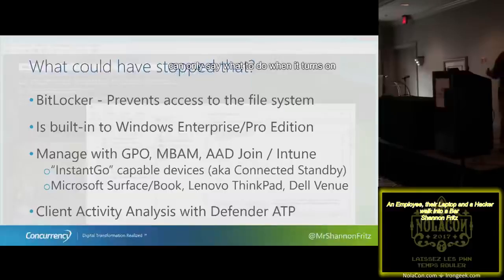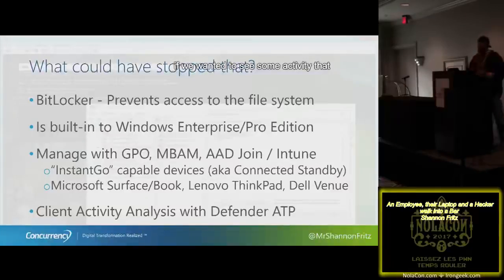If you use group policies, you can only say what to do when it turns on. You can't actually turn it on with group policies. So you have to use an agent for that, and that's what MBAM does. Also, if you've heard of Azure Active Directory join, Azure AD join, you can have Windows 10 machines join Azure Active Directory, not Windows Active Directory, but Azure AD. And if those machines are InstantGo capable, which means that they have connected standby enabled, they will automatically turn on BitLocker. So there's nothing you have to do. You literally join the directory and it turns itself on.